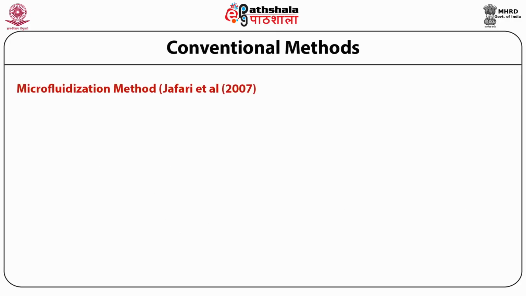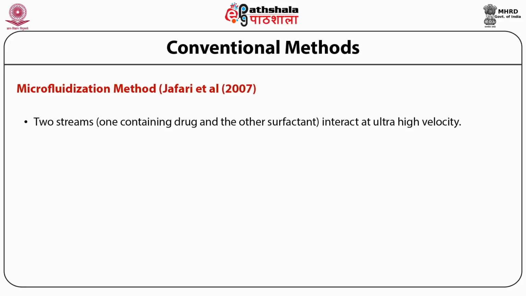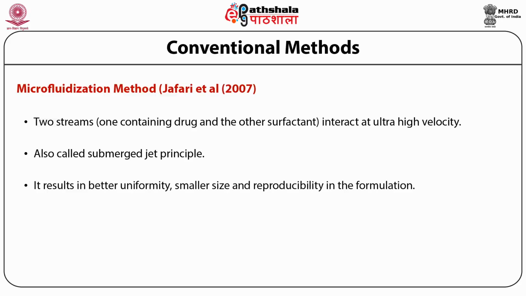Microfluidization method. In this method, two streams, one containing the drug and the other containing the surfactant, are mixed at a point which is the interaction point at a very high velocity. This method is also called the submerged jet principle method, and it results in better uniformity, small size with larger reproducibility of the formulation.